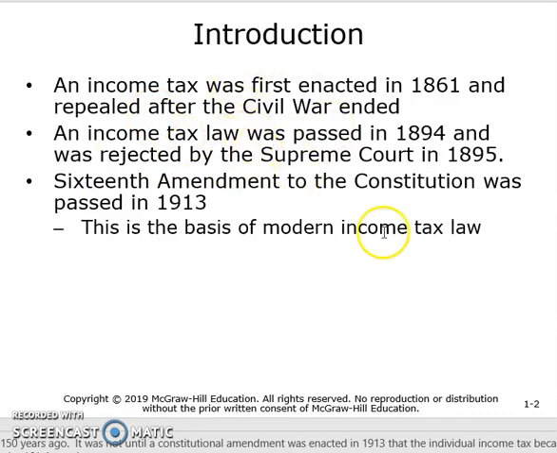First of all, we're going to start with a brief introduction on how we came to the income tax that we know today. The income tax was first enacted in 1861 to fund the Civil War and was repealed after the Civil War ended. The income tax law was passed in 1894, but then was rejected by the Supreme Court the following year. The 16th Amendment to the Constitution was passed in 1913, and this is what has formed our modern income tax law.